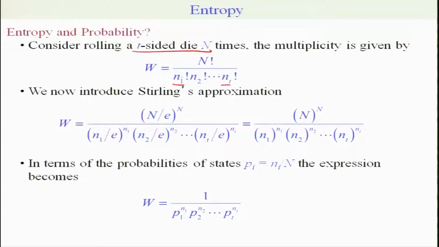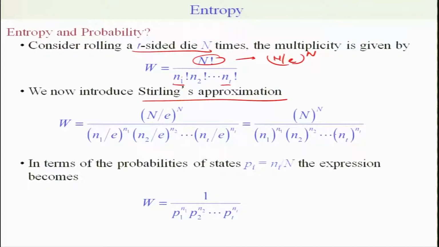Now, in order to solve this, we can use the Stirling approximation, which is valid for very large values of n, where we can write n factorial as (n/e) to the power n. Okay, that is what is written here. Now, you can take out the e to the power n from the denominator, and also take out e to the power n1 till e to the power nT. Since n is equal to the sum of n1 to nT, that e in the denominator will cancel out. What remains would be simply n to the power n divided by n1 to the power n1, n2 to the power n2, and so forth.